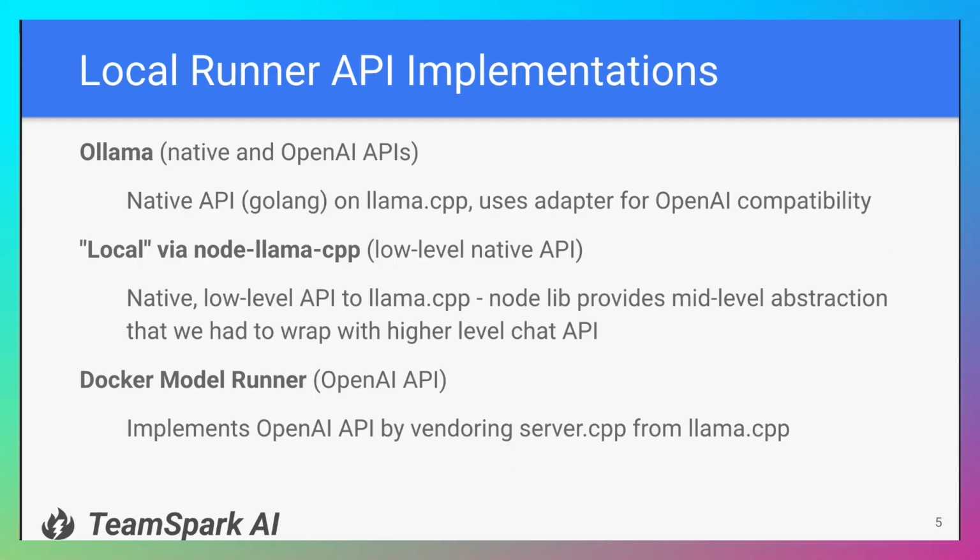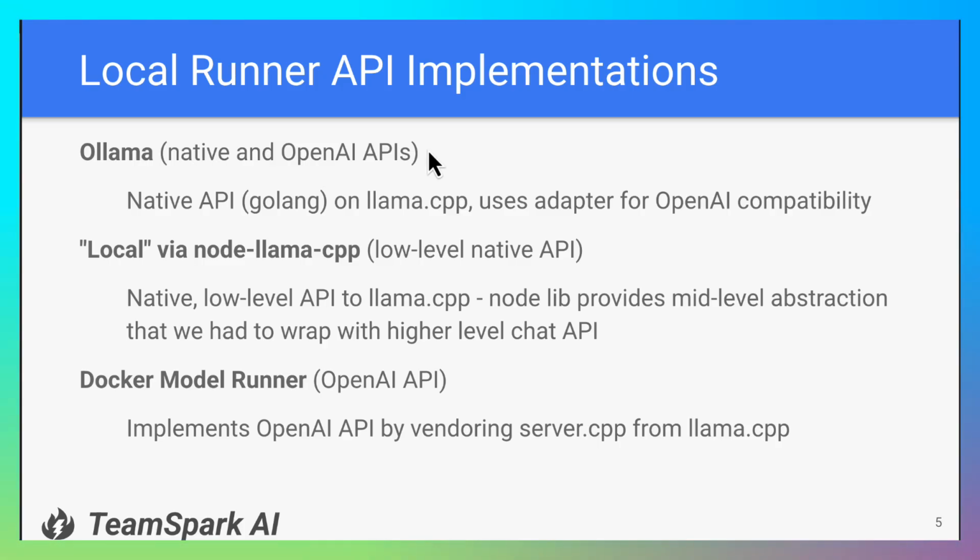They implement the APIs slightly differently, and it's maybe worth noting this. This is something I had to dig into when I was debugging some issues with it. With Ollama, they have a native API, and then they also have OpenAI APIs. Their native API is a Golang API that sits on top of Llama CPP, so it's Golang code that's calling the Llama CPP completions directly. And then they use another Golang adapter for OpenAI compatibility. So we chose to just talk to the native API instead of going through OpenAI.